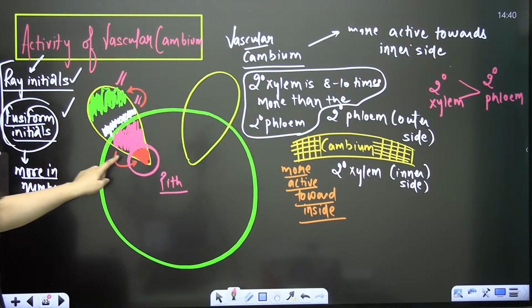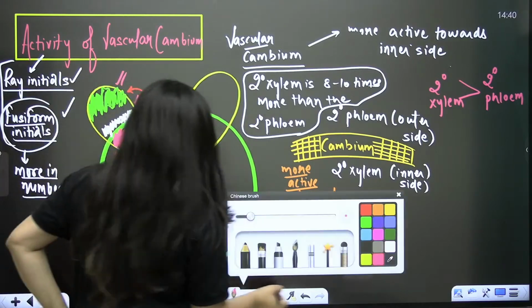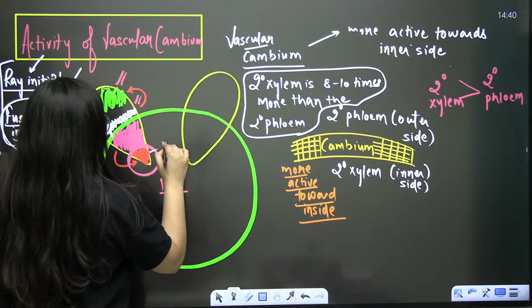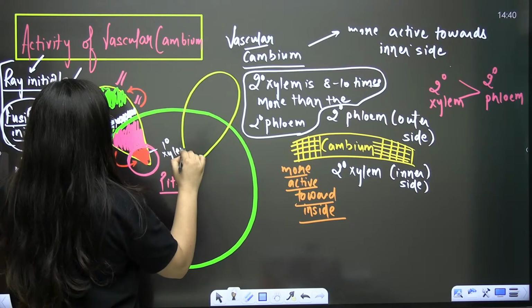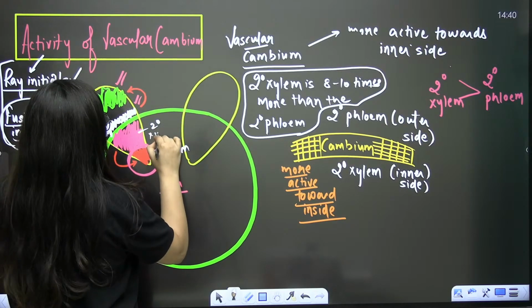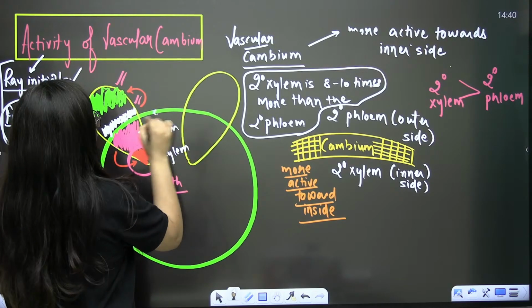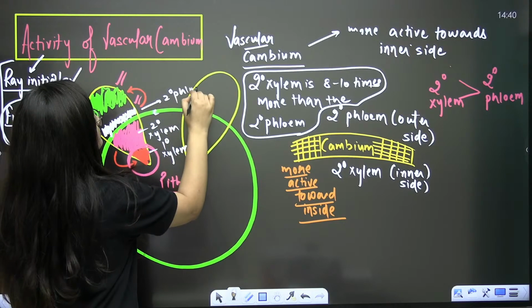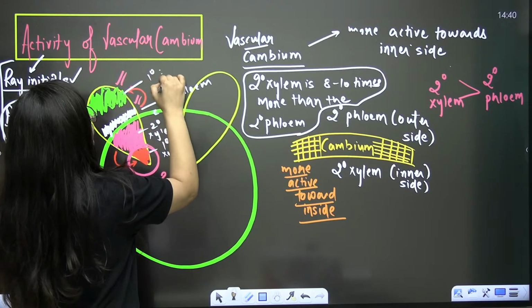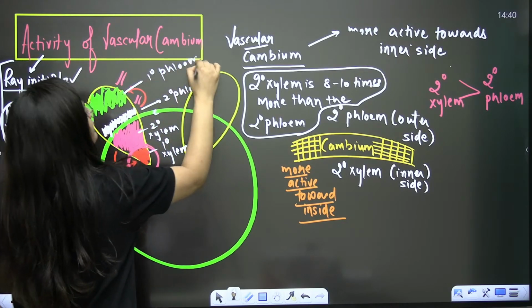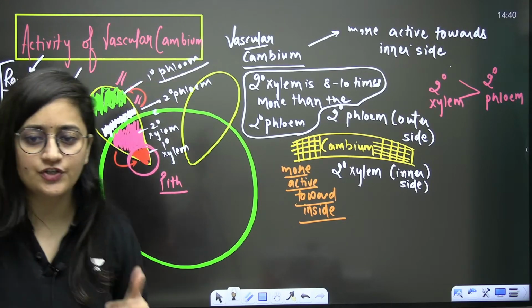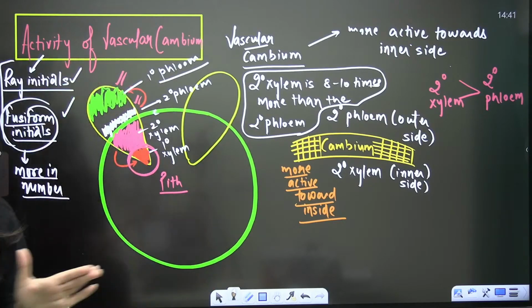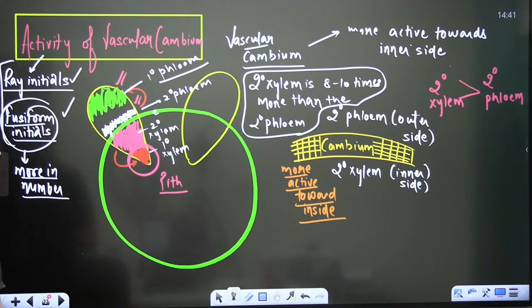And with the help of this diagram, the position of things should be clear to you. This is the primary xylem. This is the secondary xylem. This green one is the cambium. This one is your secondary phloem. And this one is your primary phloem. I hope positions are clear to you all. So it will get crushed. Any doubt?